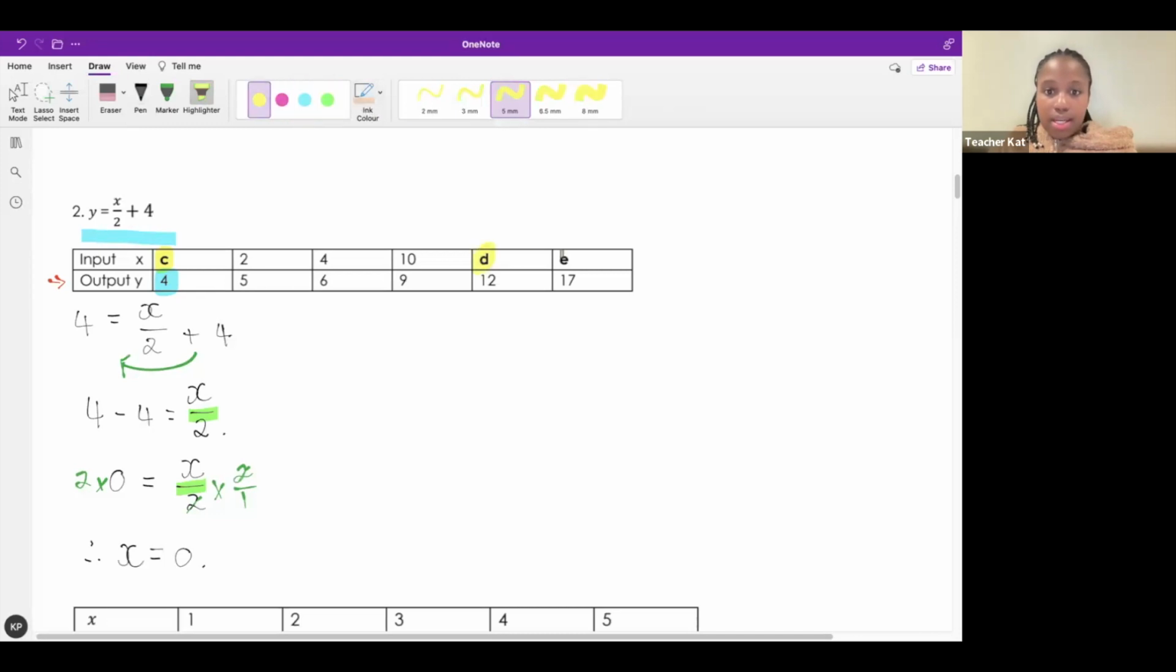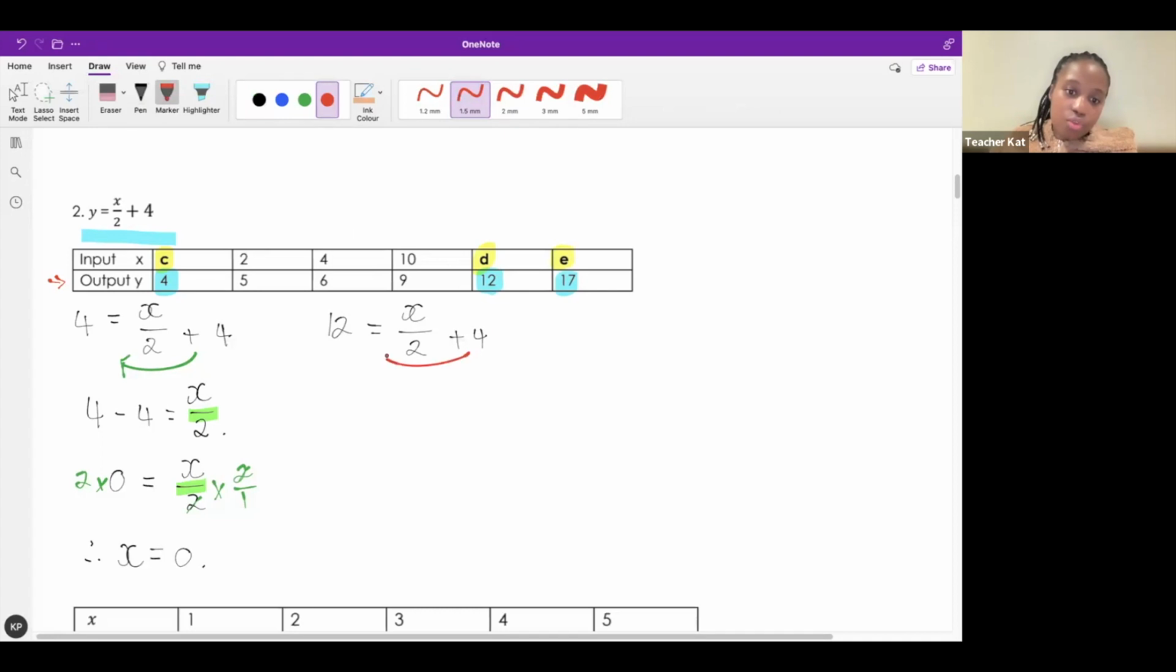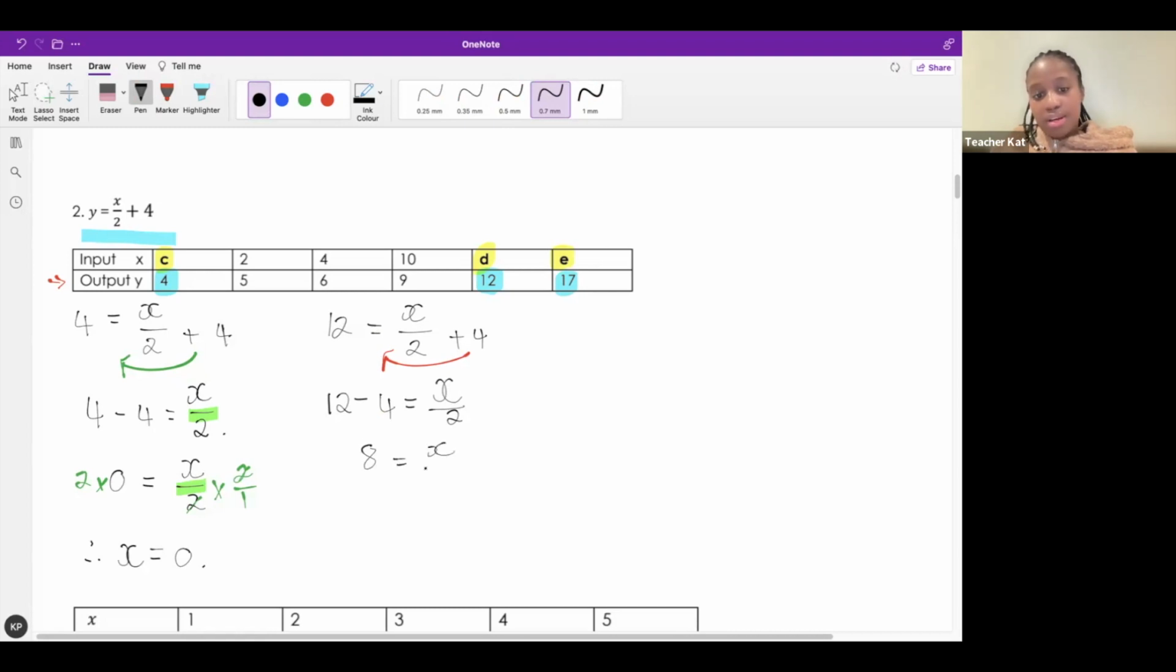And then once again, D and E, they're all inputs. That means we're going to substitute 12 and 17 into the output part. Let's do that. So for number D, I can say 12 equals x divided by 2 plus 4. We're doing the same thing. So I take this 4, bring it over, it becomes minus 4, right? So then I have 12 minus 4 is equal to x divided by 2. What's 12 minus 4? It is 8, equal to x divided by 2.